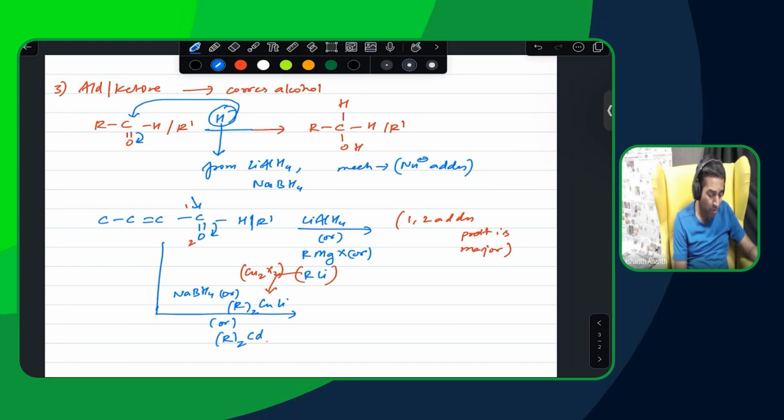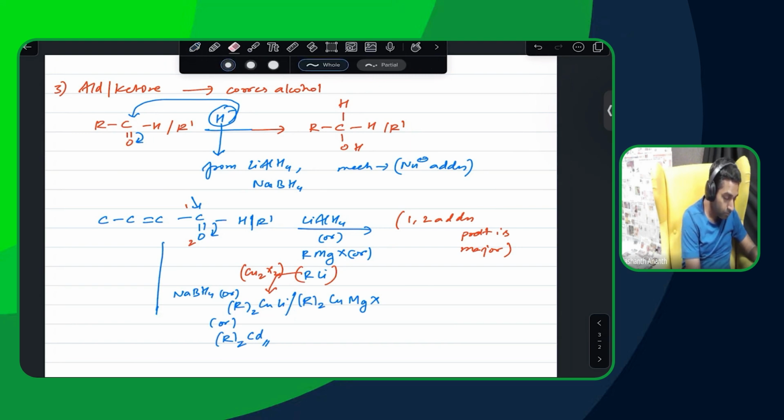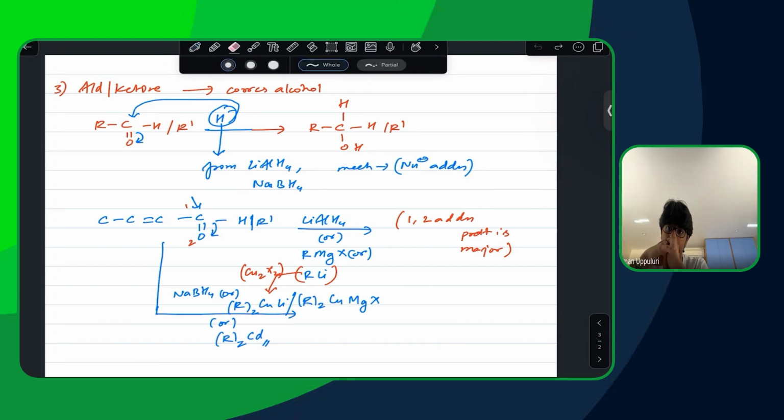Dialkyl cadmium, not so much. The other two are the main ones there. Instead of CuLi, you can also have R2CuMgX. That also is perfectly acceptable. So in that particular case, what is going to be the product obtained? It attacks the conjugate position.